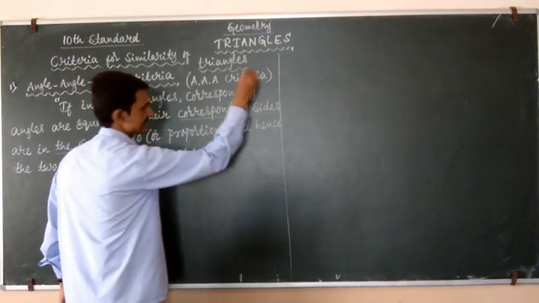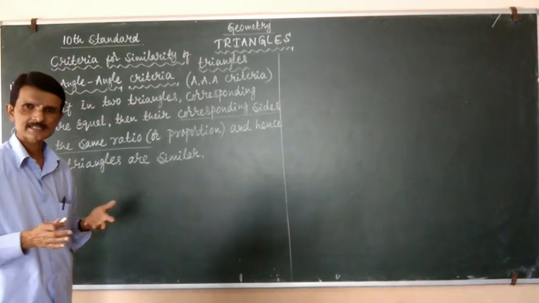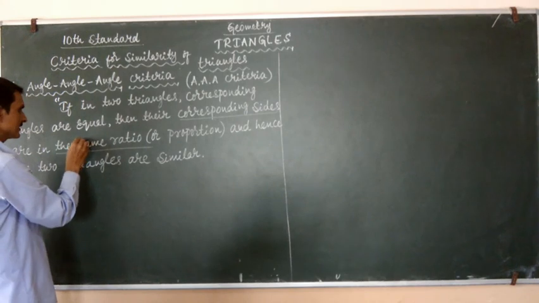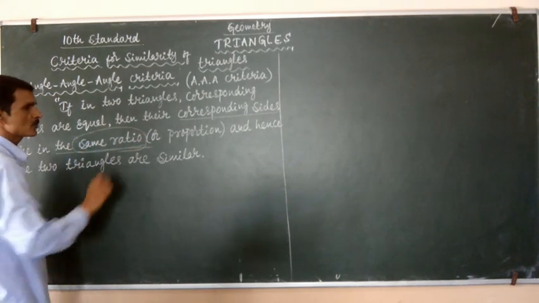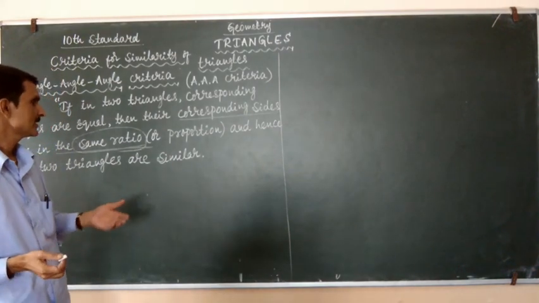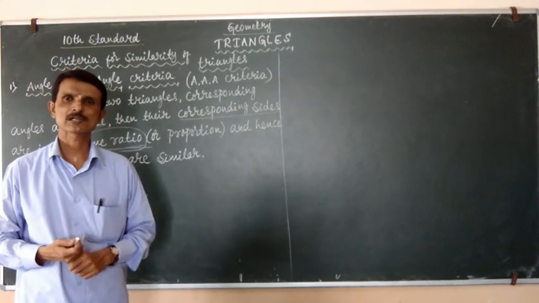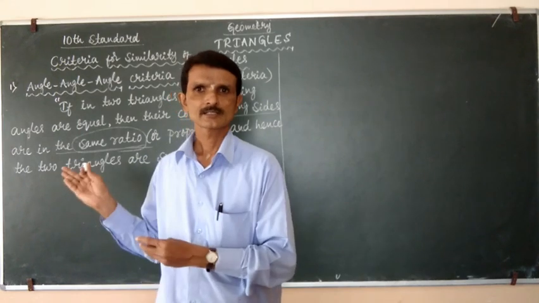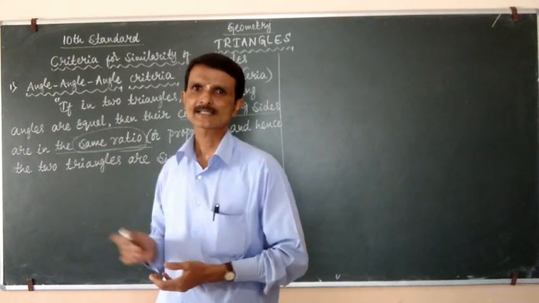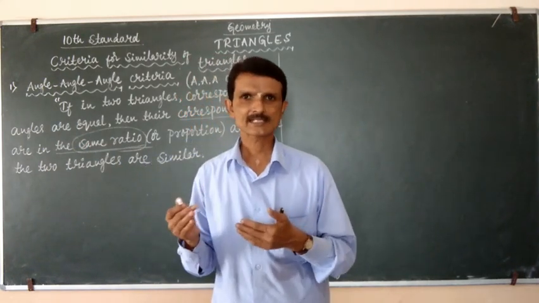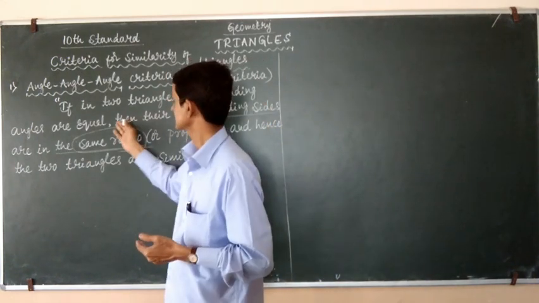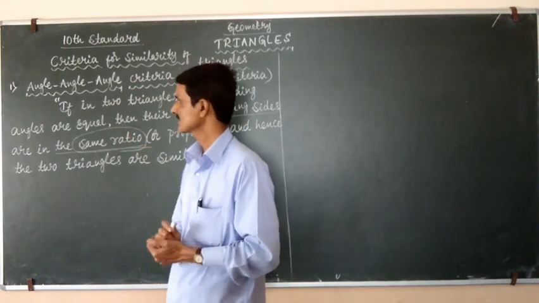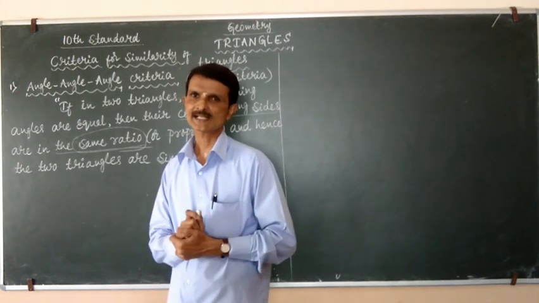If in two triangles corresponding angles are equal, then their corresponding sides are not equal, but they are in the same ratio. Then we can say that the two triangles are similar. Students, once again, if in two triangles all the angles of one triangle are equal to the corresponding angles of the other triangle, then the corresponding sides are in the same ratio, and we can say that those two triangles are similar.